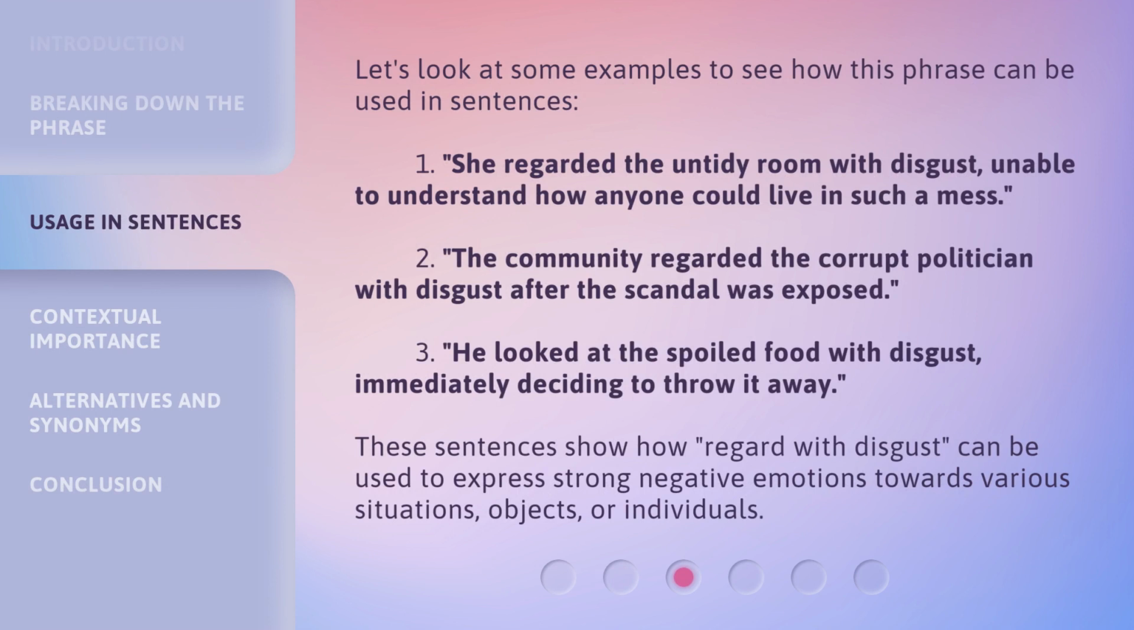Let's look at some examples to see how this phrase can be used in sentences. 1. She regarded the untidy room with disgust, unable to understand how anyone could live in such a mess. 2. The community regarded the corrupt politician with disgust after the scandal was exposed. 3. He looked at the spoiled food with disgust, immediately deciding to throw it away. These sentences show how regard with disgust can be used to express strong negative emotions towards various situations, objects, or individuals.